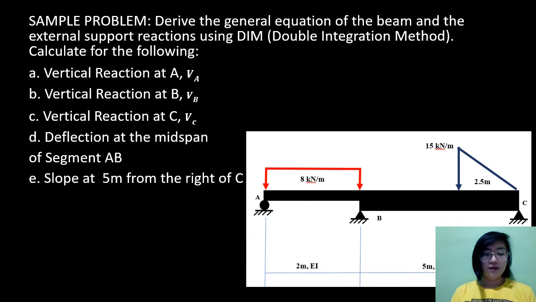Now, let's go to the sample problem to further understand the topic. Derive the general equation of the beam and the external support reactions using DIM. Calculate the following: vertical reaction at A, vertical reaction at B, vertical reaction at C, deflection at the midspan of segment AB, and slope at 5 meters from the right of C. So let's continue.